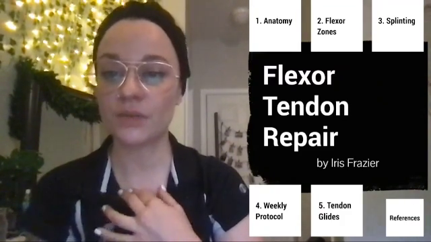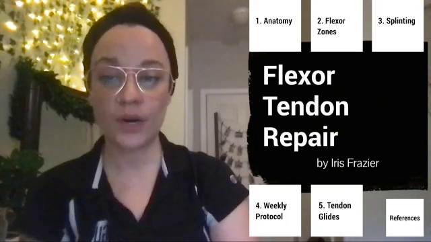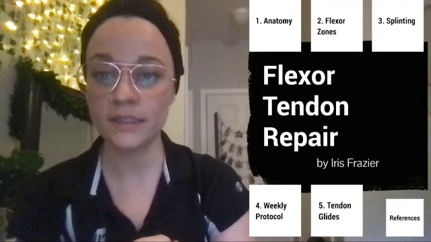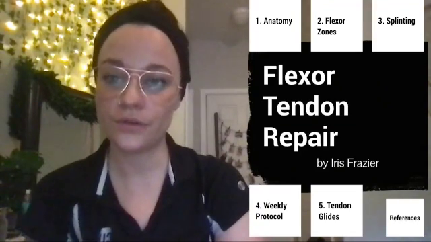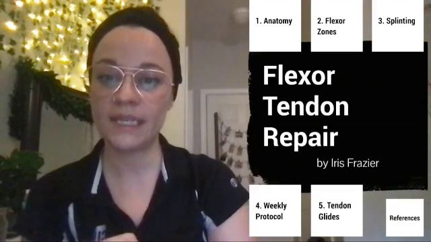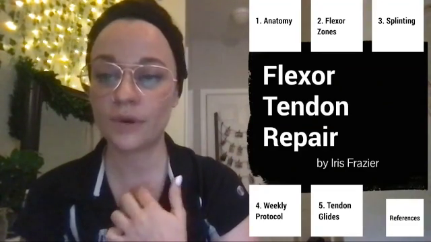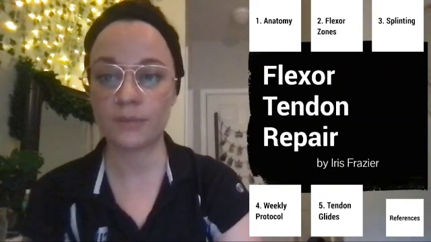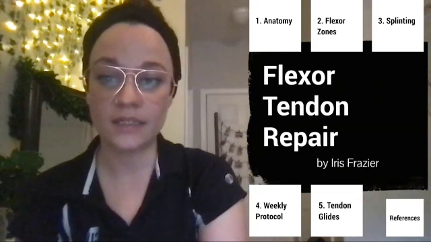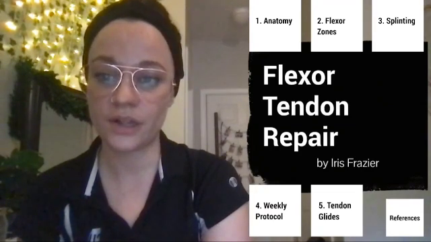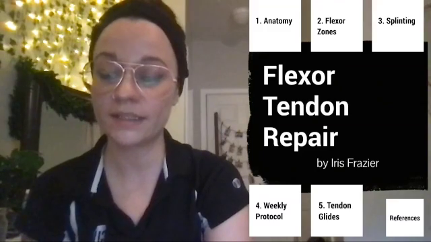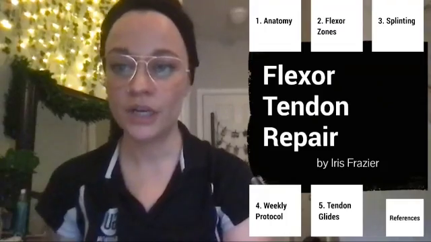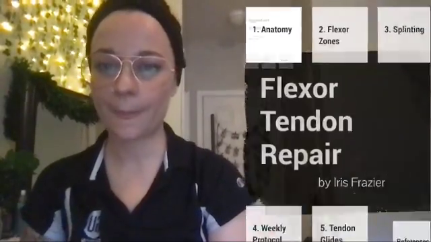We're going to start our presentation with some important anatomy, specifically for the flexors of the hand. We are also going to go over the zones of the hand, some splinting that is used during flexor tendon repair post-operative, and then we are going to go into specifics of weekly protocol, as well as tendon glides, which are an intervention that are included in the later weeks of rehab following a flexor tendon repair. So let's jump into anatomy.